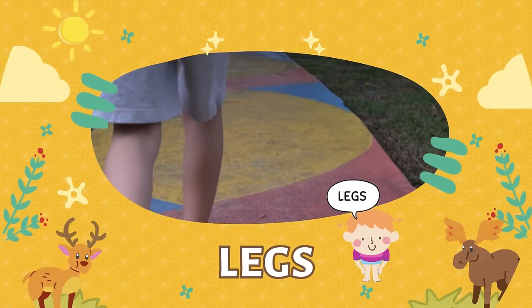D. D is for dinosaur. D is for duck. D is for doll. D is for dog. D is for dice. D is for donut.